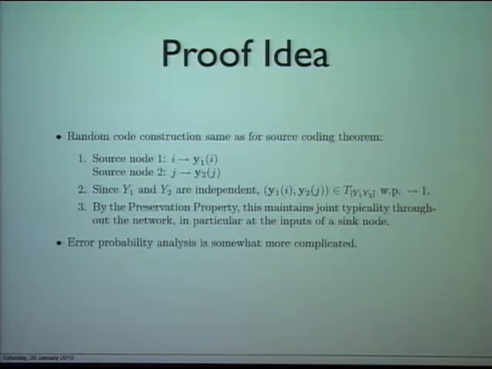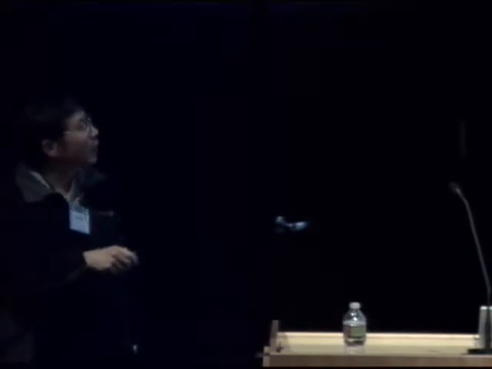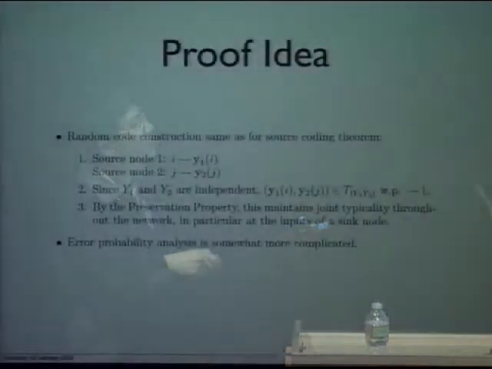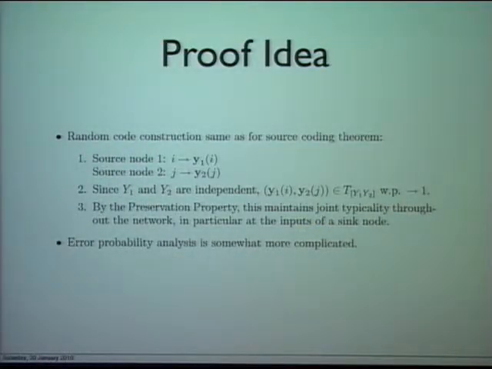And now here's the key point. In fact, this is the very reason why in the first place we assume that Y1 and Y2 are independent. This is to make the problem solvable. Because Y1 and Y2 are independent, if you generate Y1(i) and Y2(j) locally, most likely they would be jointly typical. If X1 and X2 are not independent, if you generate the two random codewords locally, most likely they would not be jointly typical. But we need joint typicality in this case.